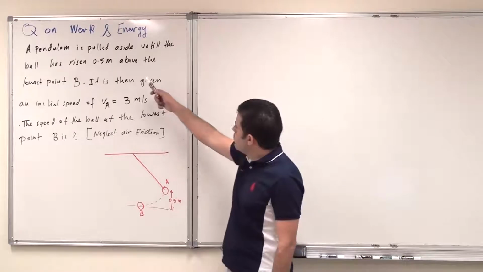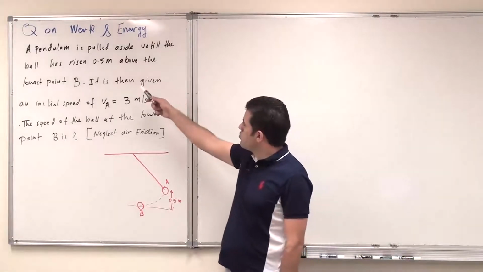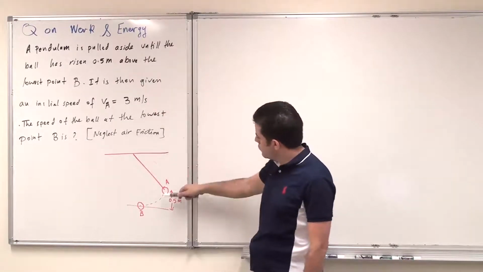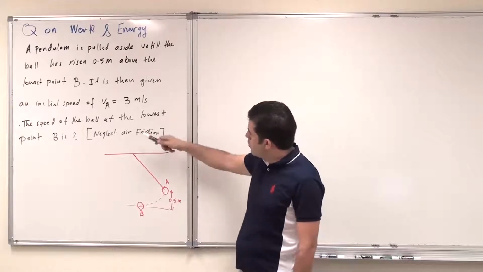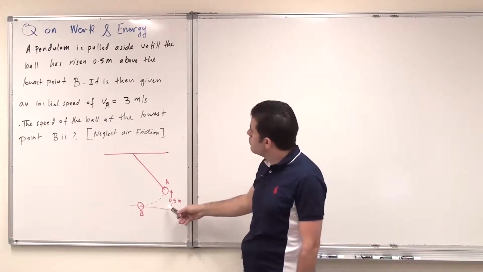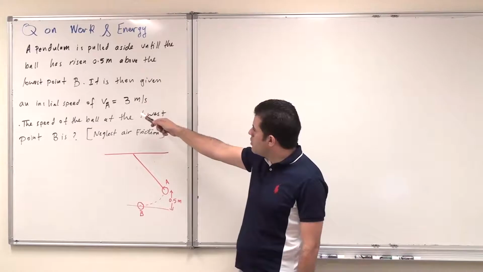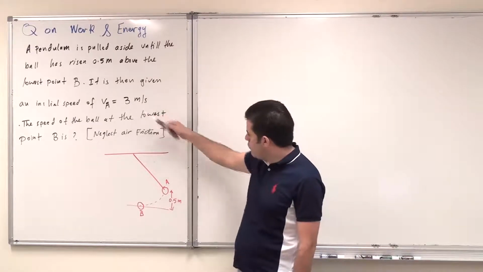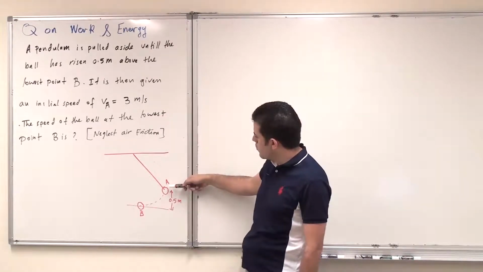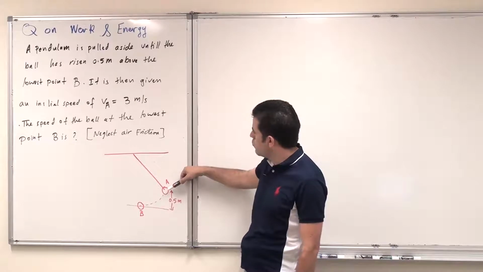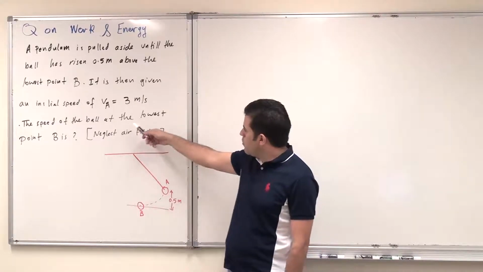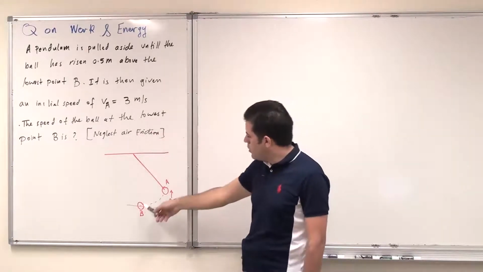This question is on work and energy. A pendulum is pulled aside until the ball has risen 0.5 meters above the lowest point B. It is then given an initial speed of VA equal to 3 meters per second, which is the speed given here at point A. The speed of the ball at the lowest point B is.